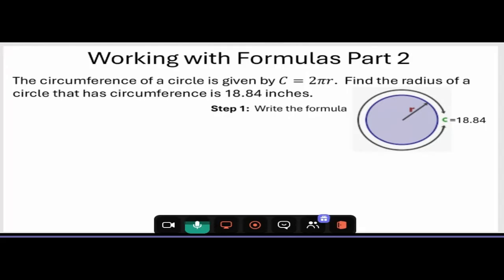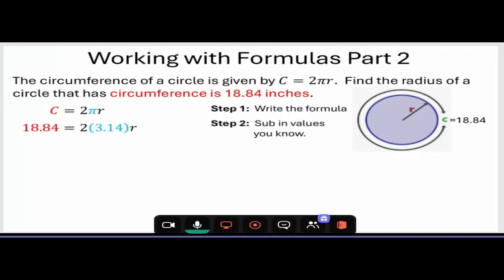So, same steps: write the formula, C equals 2 pi r, and plug in all the values that you know. In this case, the circumference, 18.84, on the left is the known value. And of course, pi, 3.14, is over on the right there. And again, you see the thing that we want to find is that r that's by itself. Step 3, now we forget all about circles, circumferences, radiuses and pi. We just solve that equation using the equation solving skills that we have been practicing now for the last couple weeks.